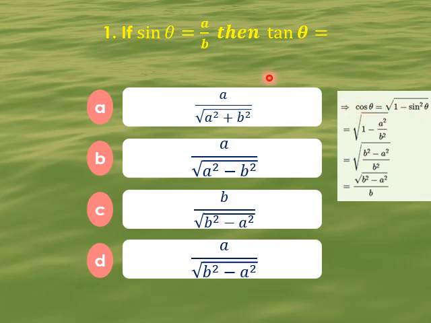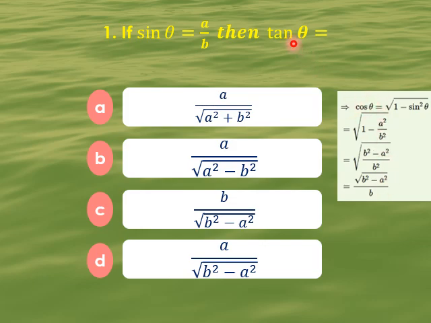Now sine theta value we plug in from this a by b into this expression and get cos theta. So cos theta will be square root of 1 minus a square by b square. Taking LCM as b square, we get square root of b square minus a square by b square. B square square root will be b. So denominator becomes b and numerator will be square root of b square minus a square. So this is cos theta.